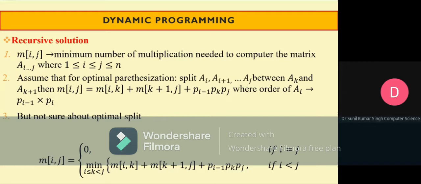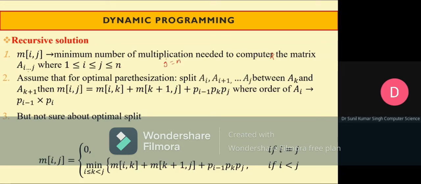Look at here, Mij indicates the minimum number of multiplications needed to compute the matrix Aij, where i is greater than or equal to 1, i is less than or equal to j, and j is less than or equal to n. Of course, j can be equal to n also.